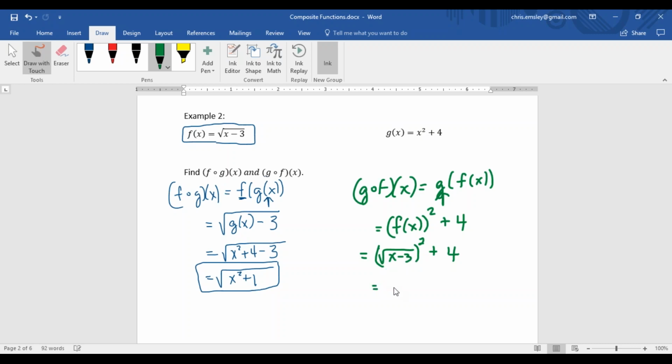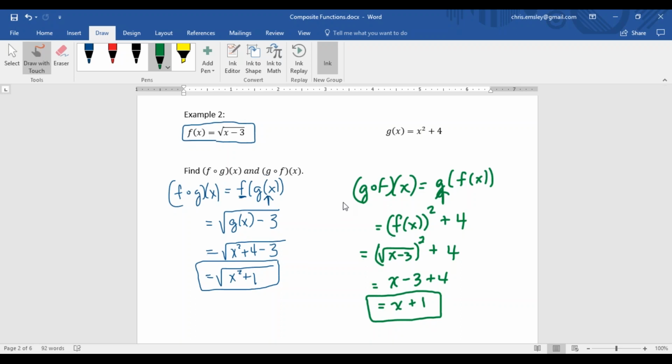Those two kind of knock each other out. We end up with just x minus 3 plus 4. And combine our like terms, x plus 1. So that is our composite g of f of x.